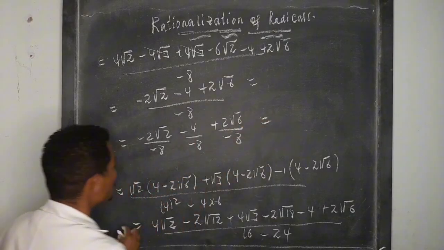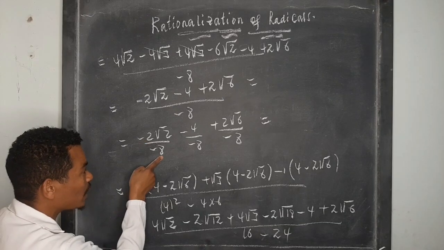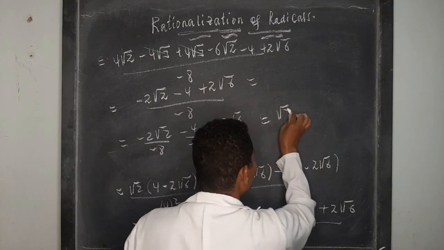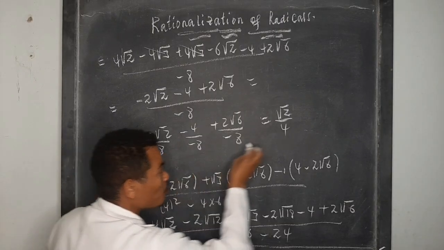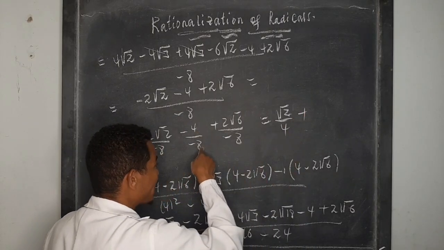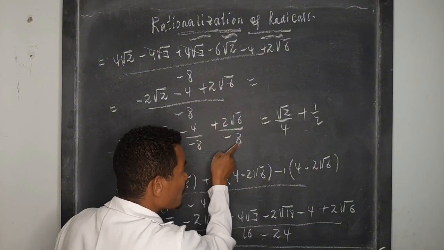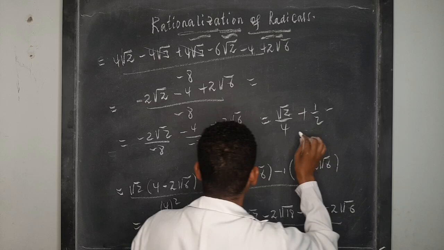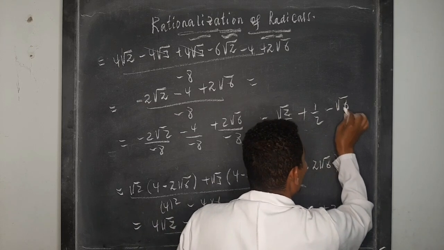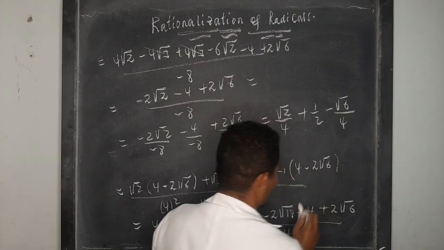This is the same with negative canceling negative, by 2: 1 by 2, 4. That is radical 2 over 4. Negative by negative is positive. 4 divided by 8 is 1 over 2. By 2: 1 by 2, 4. Positive divided by negative is negative, so negative radical 6 over 4. OK.